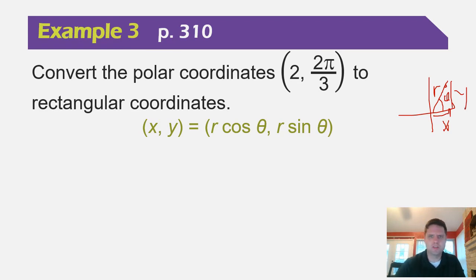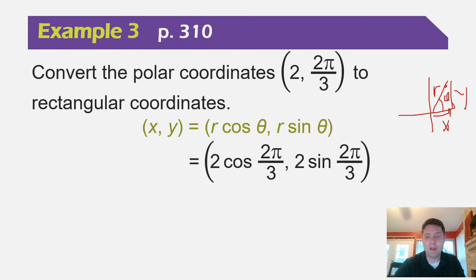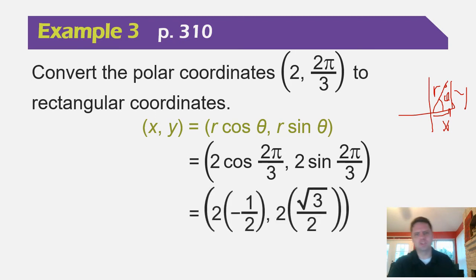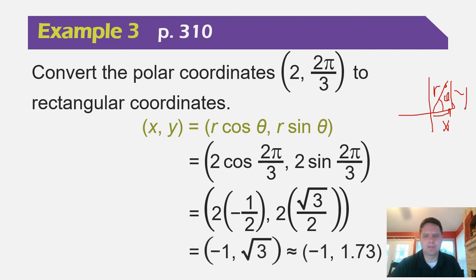So we just plug in the numbers then. 2 times cosine of 2 pi over 3, 2 times sine of 2 pi over 3. This is just easy trig, right? Which is just 2 times the negative 1/2, or 2 times the square root of 3 over 2. Or again, if you're putting it in a calculator, you could get approximates. Negative 1, square root of 3. Or we can get in calculator negative 1, 1.73.